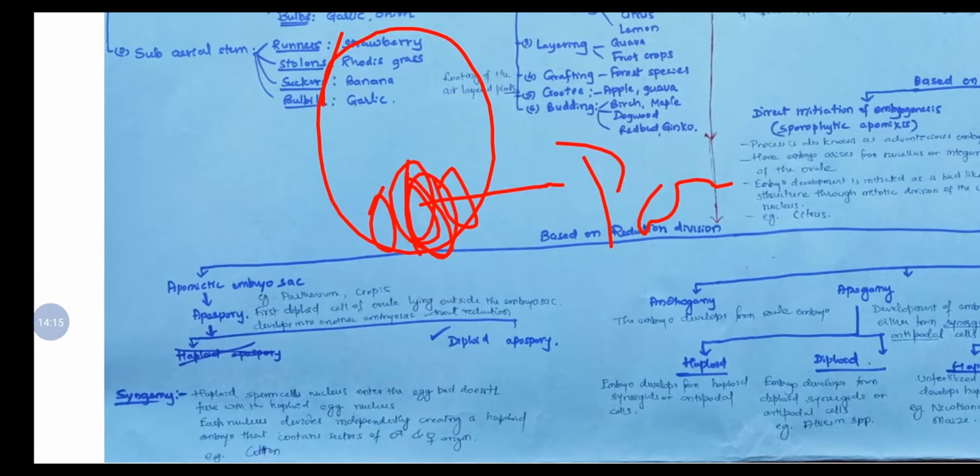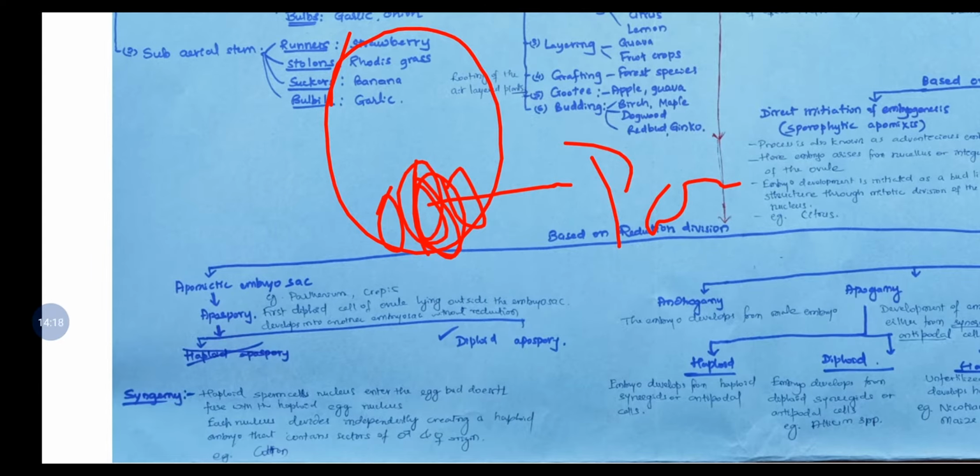This is further divided. This is also called apospory. Apospory is the condition where the diploid cells of the ovule lying outside the embryo sac develop into another embryo sac without reduction. Here the embryo sac picture is already shown. With the help of this diploid embryo sac, or the cells lying outside this embryo sac, another embryo sac is developed and there won't be any kind of reduction.